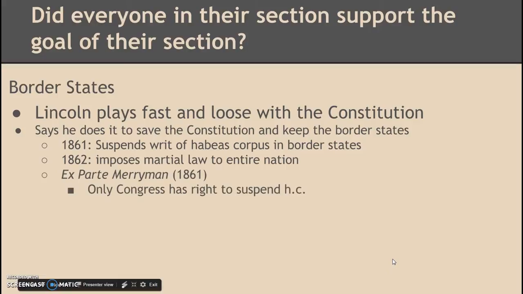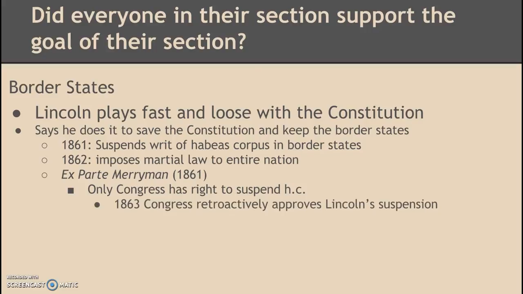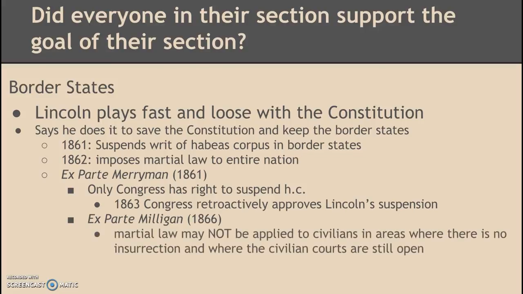In 1861, it went to the Supreme Court, and the ruling of Taney's Supreme Court said actually only Congress had the right to suspend habeas corpus. But in 1863, Congress retroactively approved Lincoln's suspension. And then after the war, we're going to get another one of these cases called Ex parte Milligan in 1866, saying that martial law may not be applied to civilians in areas where there is no insurrection and where civilian courts are still open.